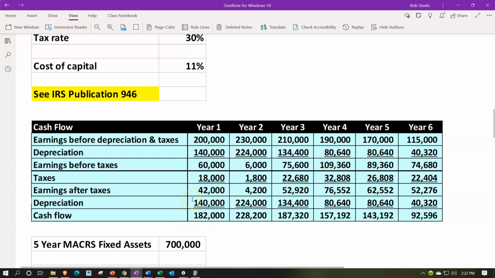We're just adding it back in because it's not cash related. The only reason we subtracted it is to figure the taxes. Now that the taxes have been figured, we're going to add it back in to get back to a cash basis method in essence. That then 42,000 plus the 140,000 is the 182,000. 4,200 plus the 224,000 is the 228,200. 52,920 plus the 134,400 is the 187,320, and so on.